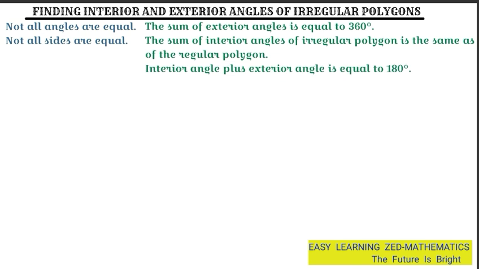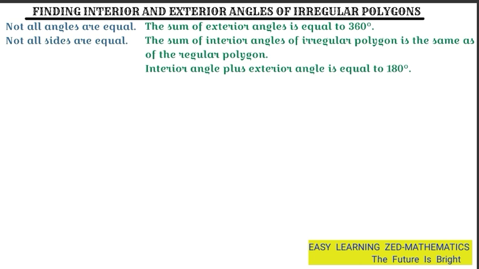The other fact is that interior angle plus exterior angle is equal to 180 degrees. This is the same thing as in regular polygons. The sum of the interior and exterior adjacent angles is 180 degrees. So even here, the interior plus exterior angle is equal to 180 degrees. So these are the facts I wanted to share with you before I start finding the interior and exterior angles of irregular polygons.